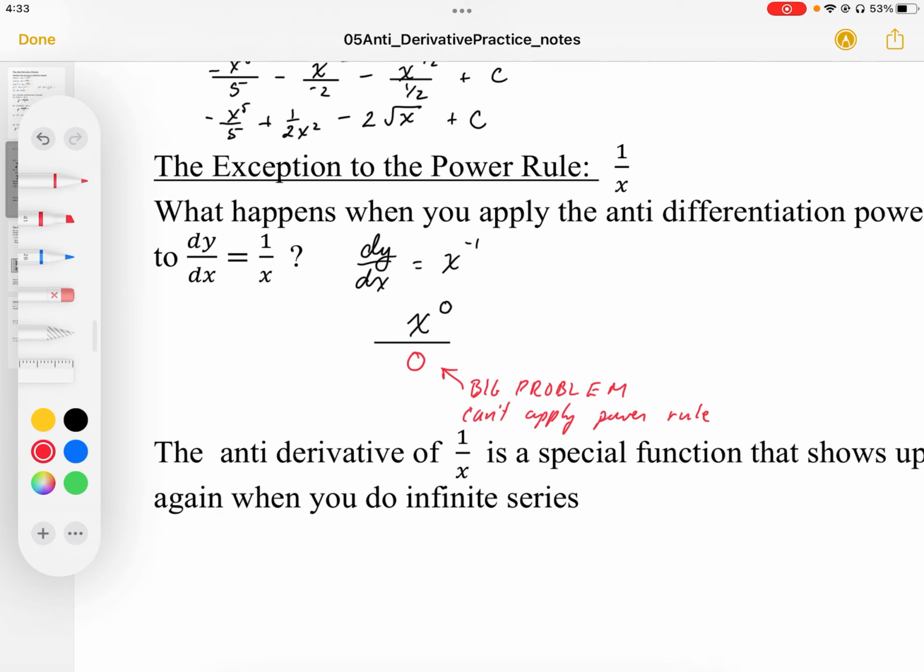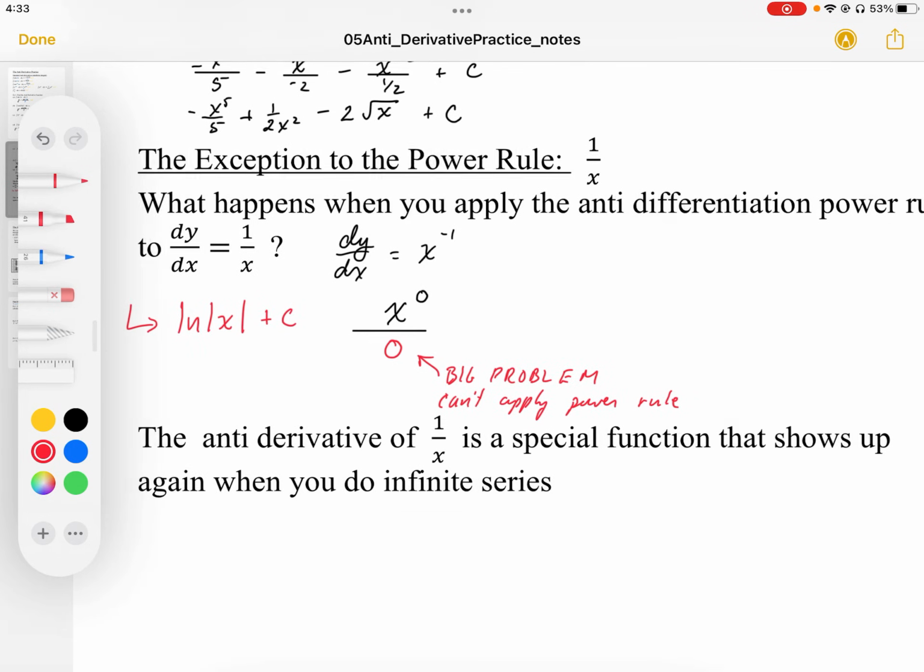So the 1 over x is a special function. The 1 over x anti-differentiates into log x. Okay, it's special. This is a special function. And we're actually going to see that this is a special function in many different ways. As we go through calculus, we're going to see that 1 over x is a special function in many ways, and this is just one of them.